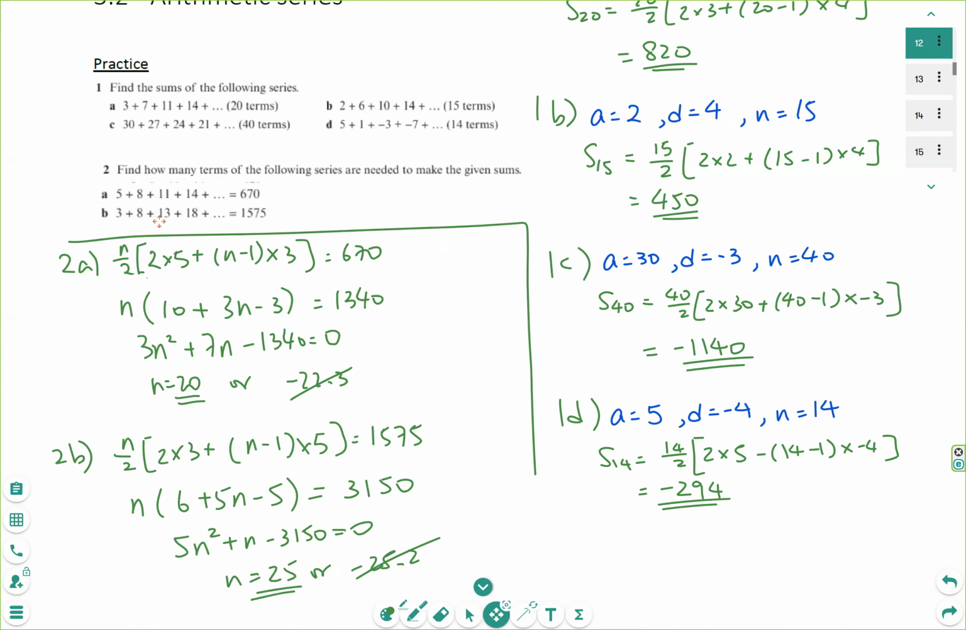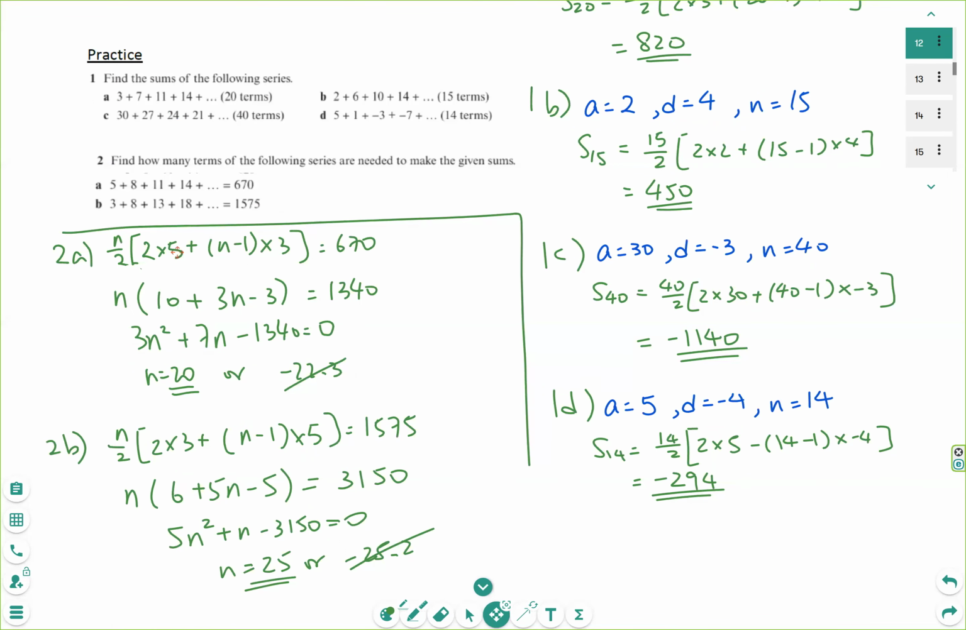For question 2a, once you work out Sn, you let n over 2 times 2a plus n minus 1 times d equal to 670. Sub in the values of a and d in there. Solve as a quadratic, you should get n equals 20 or n equals 25. Cancel all the negative values.